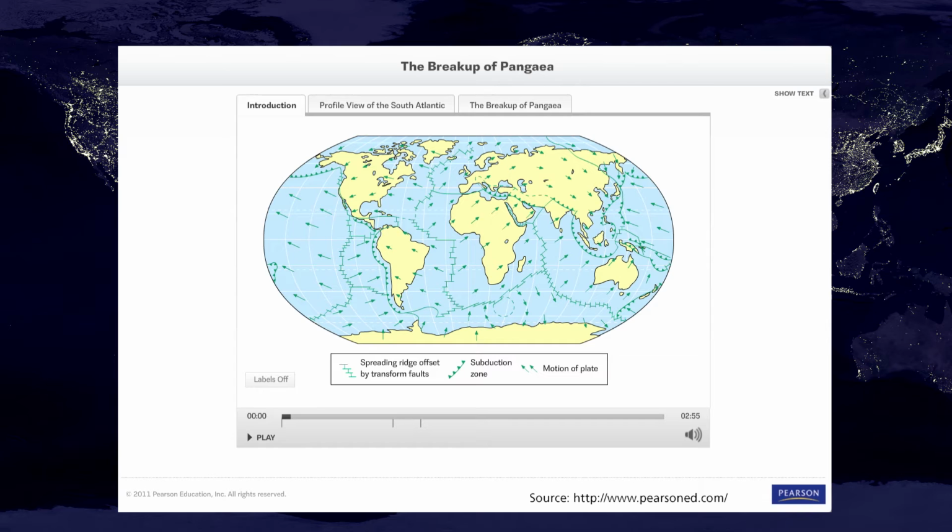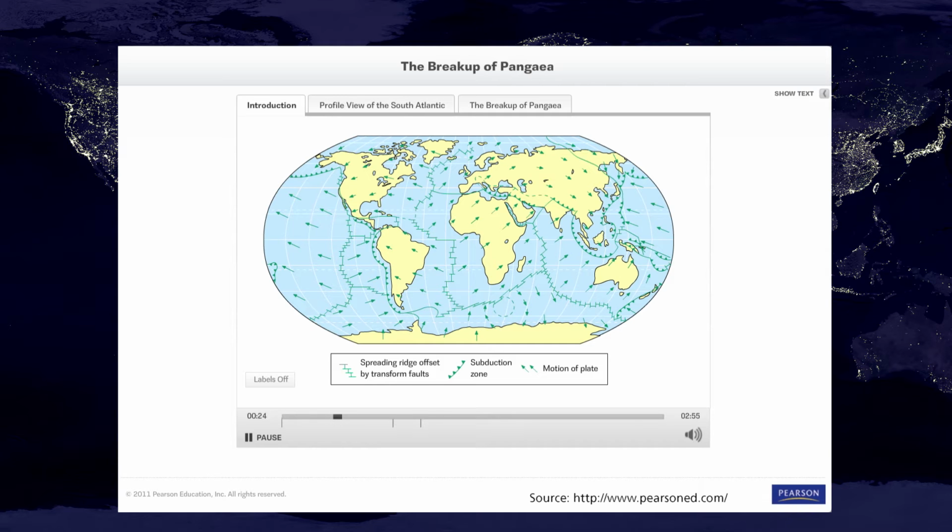The breakup of Pangaea. The animation begins with a world map that shows Earth's current distribution of continents and plates of the lithosphere. Notice that most plates contain a whole continent or a portion of one, as well as a large region of seafloor. As a result, most plates include both continental and oceanic lithosphere.